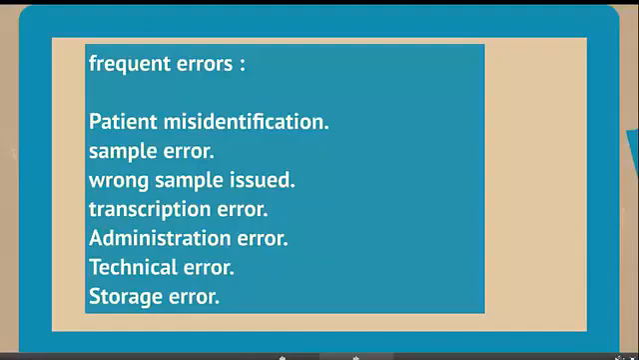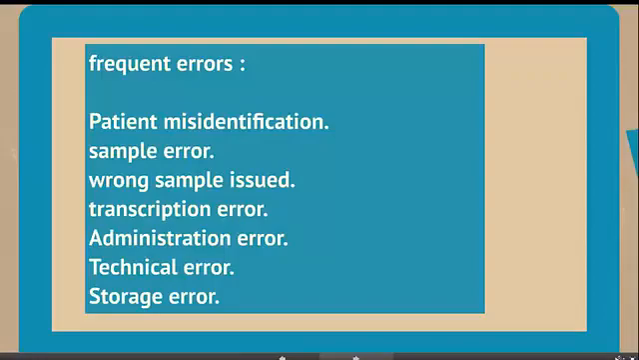The subsequent reason is that the wrong sample was issued, in which there is a sample mix-up in a ward. For example, if there is more than one patient that needs transfusion, and we want to take blood for pre-transfusion testing, there will be a risk of mixing blood from different patients if we take the blood samples together at the same time.